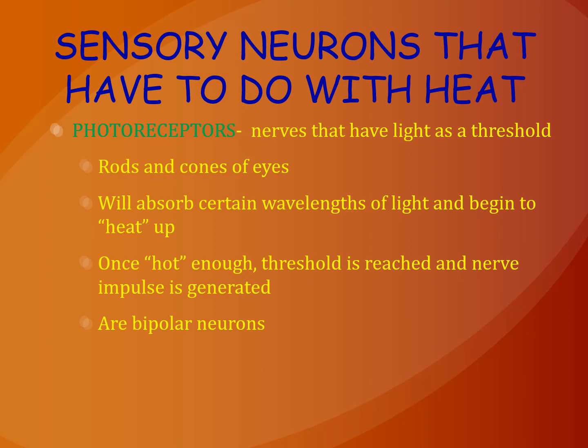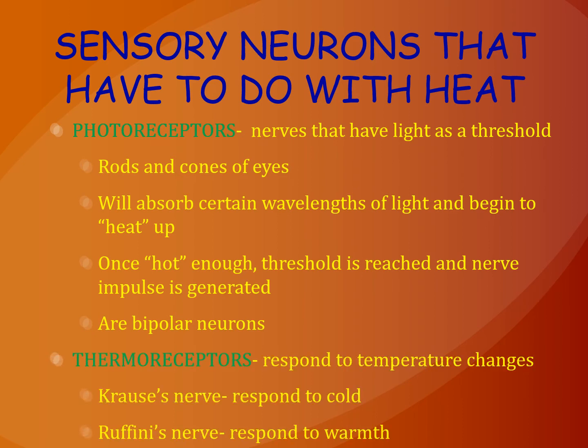These are examples of bipolar neurons. And we're going to talk more about them again when we do your eye. But we also have what are called thermoreceptors, and thermoreceptors respond to changes in temperature. Most of these are found in our skin, and so we have the Krause nerve, which responds to cold, and the Ruffini's nerve, which responds to things that are warm.